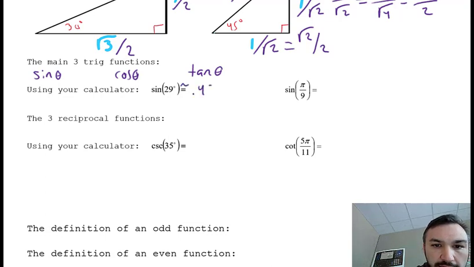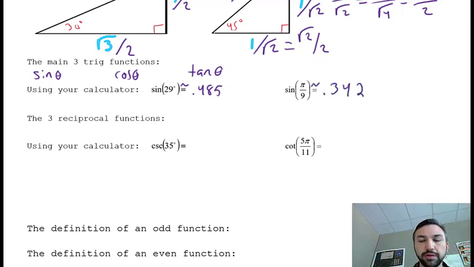And that's about that, to the nearest thousandths. If you want to know the sine of a radian, hit the mode button. Third option down changes to radians, and then type in sine of pi over 9 to get about 0.4342.